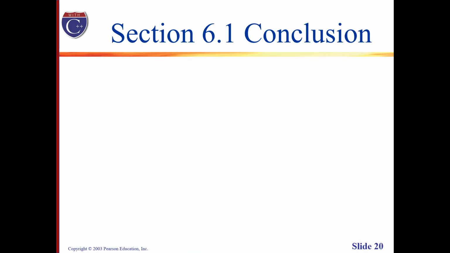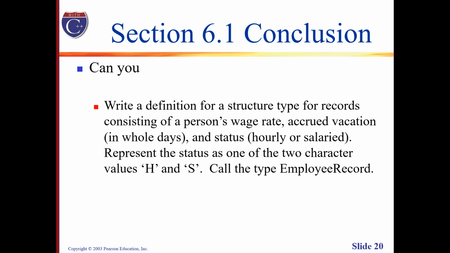In this section, we've already learned about how to use structures. First, we declare or define them, then finally, use its member variables using the dot operator. So, can you write a definition for a structure type for records consisting of a person's wage rate and some other requirements such as the following? You can try this for yourself.